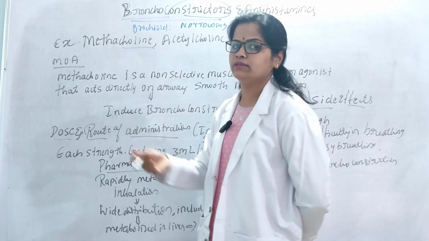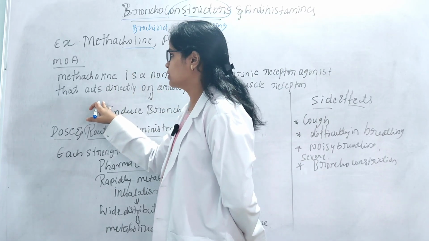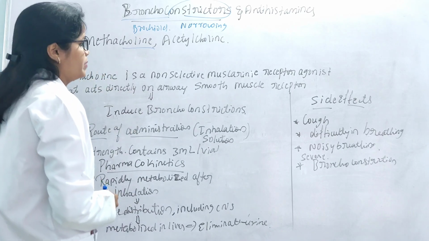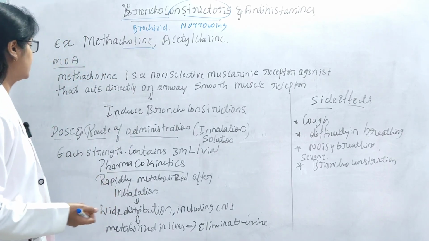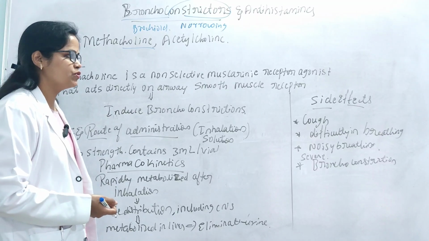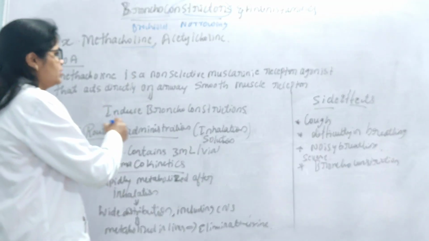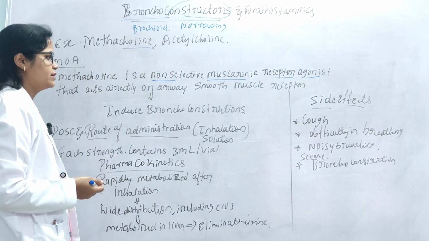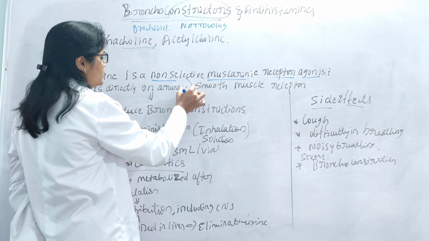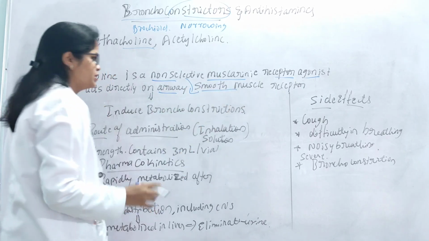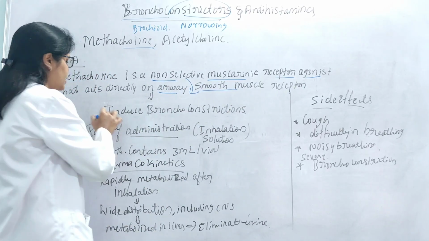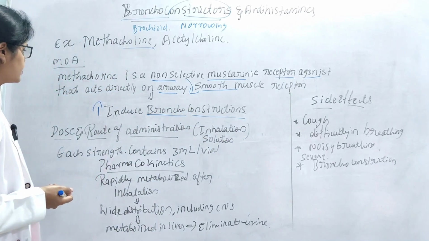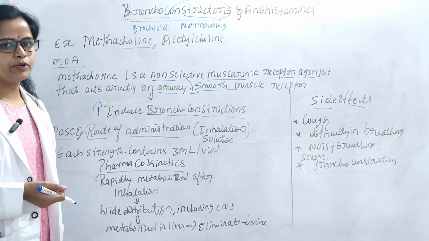This is also called a choline. The mechanism of action of methacholine: it is a non-selective muscarinic receptor agonist that acts directly on the airway smooth muscle receptors. If they act on the smooth muscles, obviously there will be an increase in bronchoconstriction, meaning narrowing of the bronchioles. Next we'll see the dose and the route of administration.